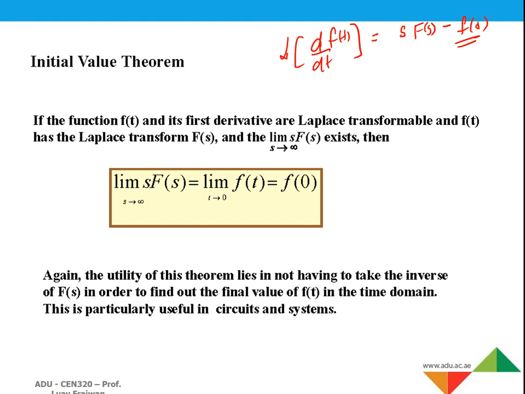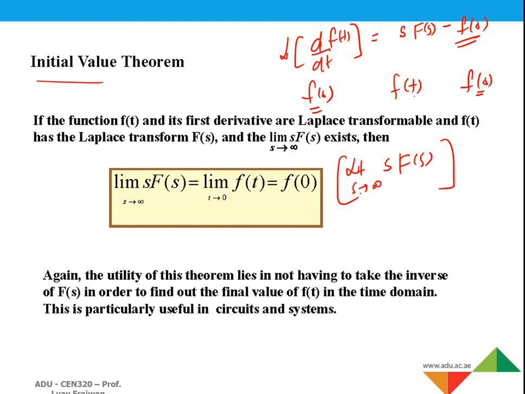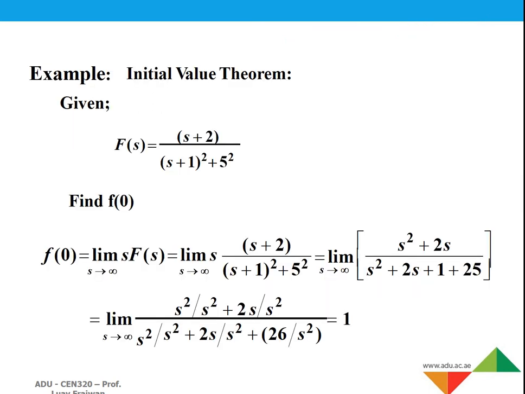So if you want to get, for example, the initial value f(0) of any function in time domain, where there is a function f(t) and you want to get its initial value f(0), it's very easy. You get its Laplace transform, multiply it with s, and then just calculate its limit when s approaches infinity. That will be equal to its initial value.